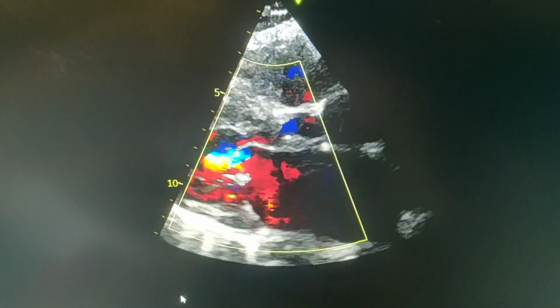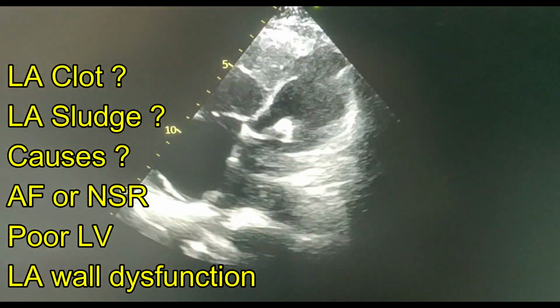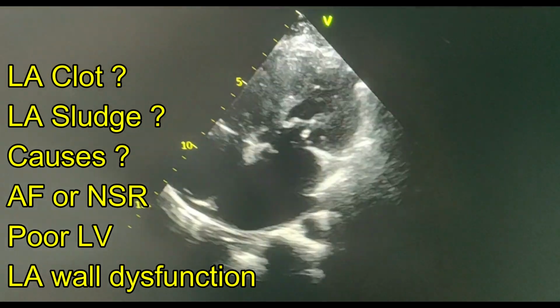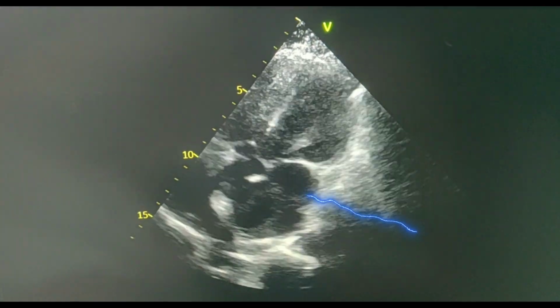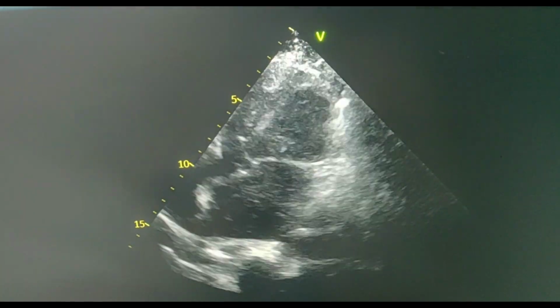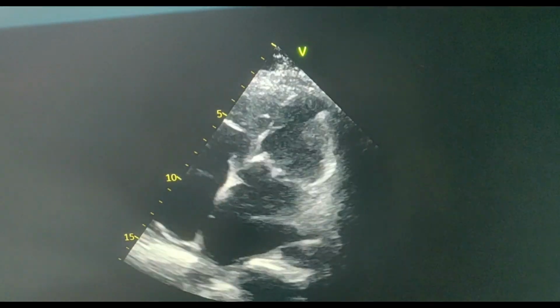So this clot formation is more posterior. We found it a bit difficult to bring it into view because it was a bit posterior, was occupying the LA appendage and the roof of the LA.